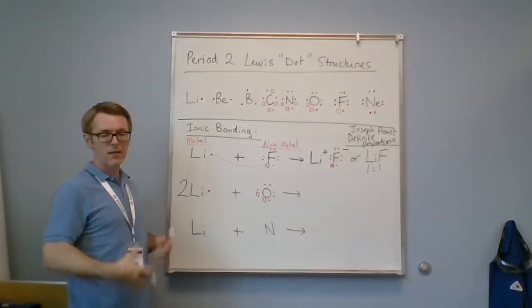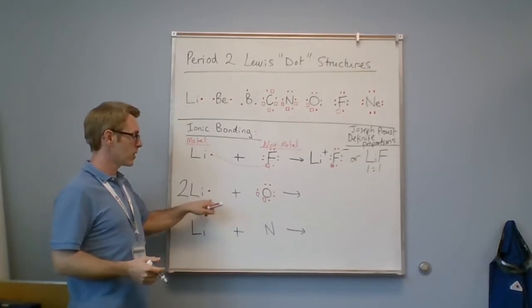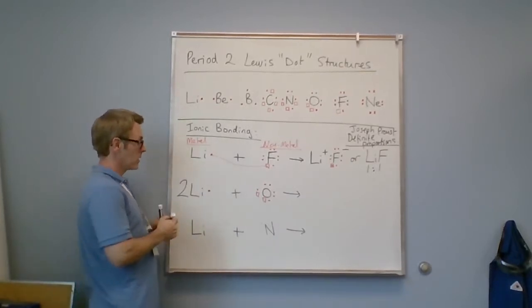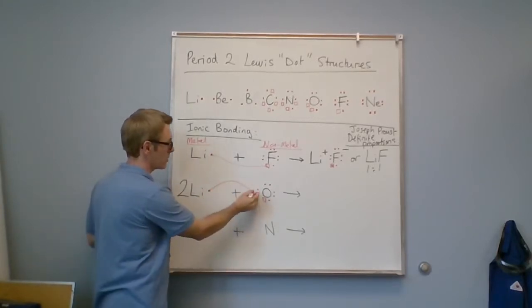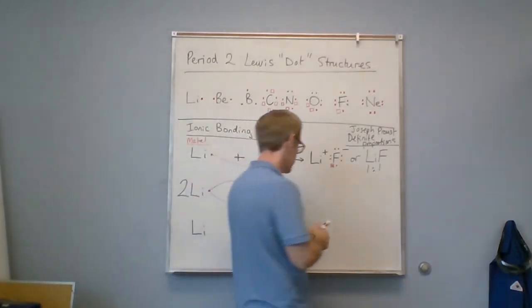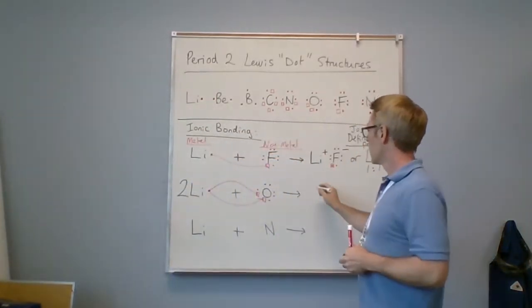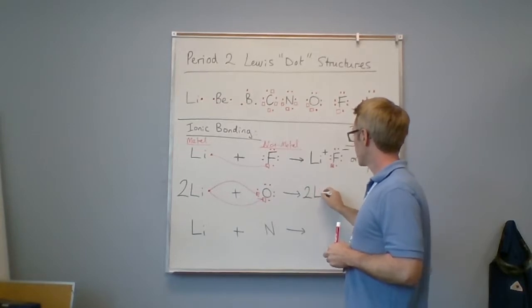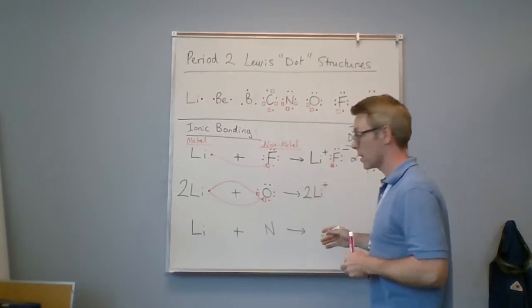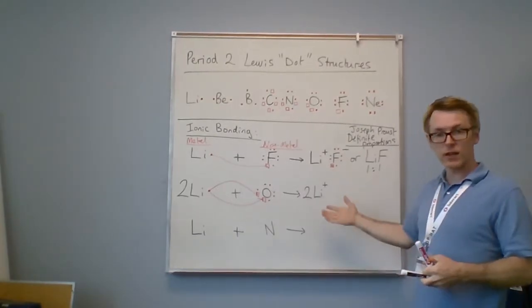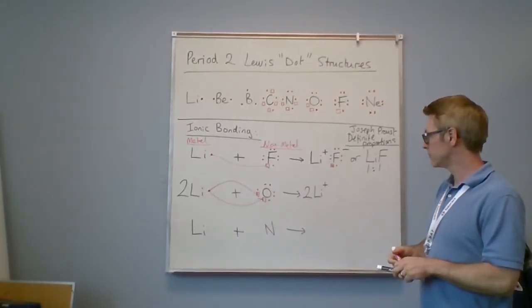This just means I have 2 lithiums. So therefore I have 2 lithium valence electrons. So one of them is going to go here and one of them is going to go here. So I've now got 2 lithiums. They both acquire a positive charge because they both lose their valence electron. There's an exchange of electrons with oxygen.